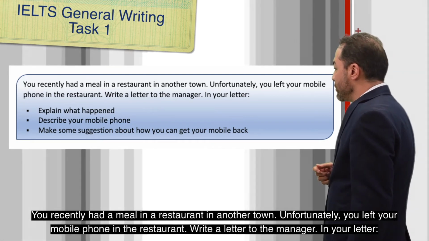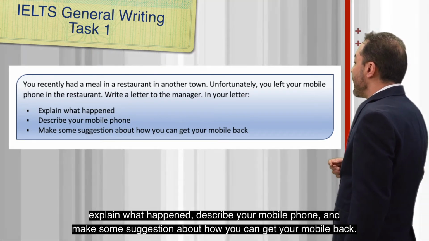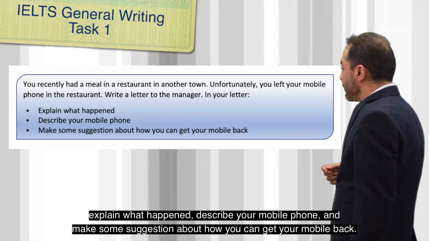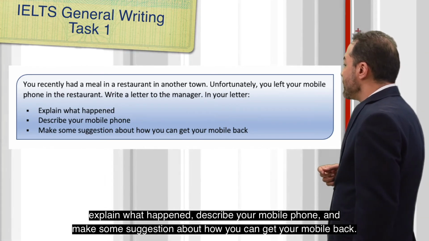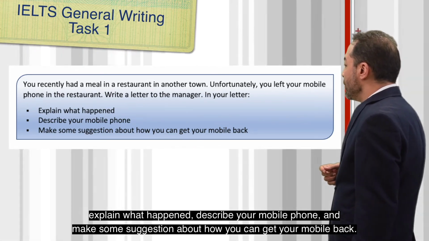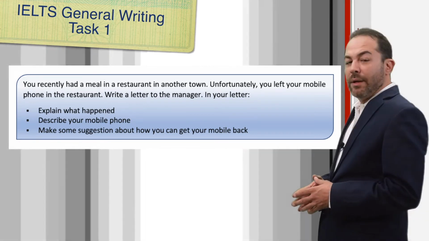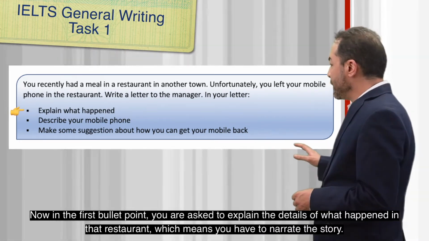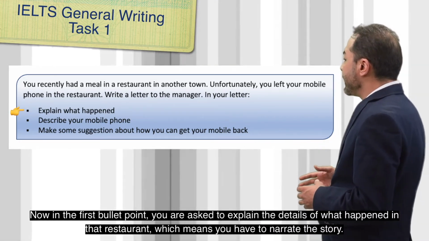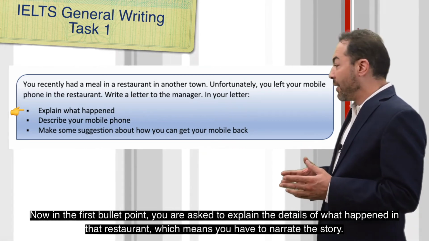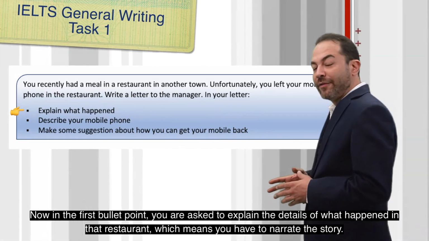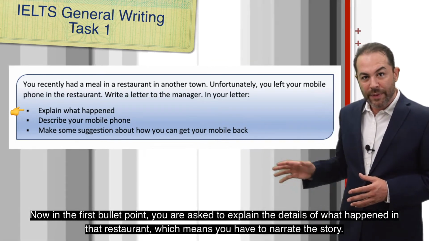Write a letter to the manager. In your letter, explain what happened, describe your mobile phone, and make some suggestion about how you can get your mobile back. Now, in the first bullet point, you're asked to explain the details of what happened in that restaurant, which means you have to narrate the story.